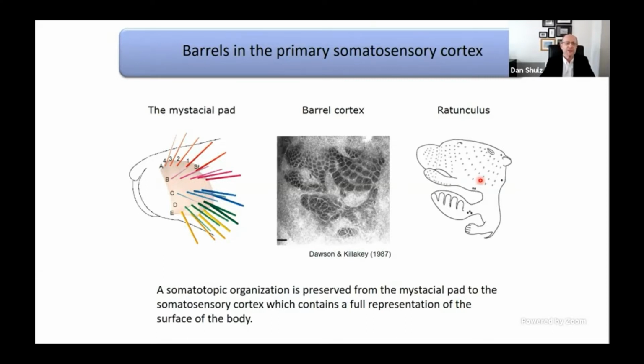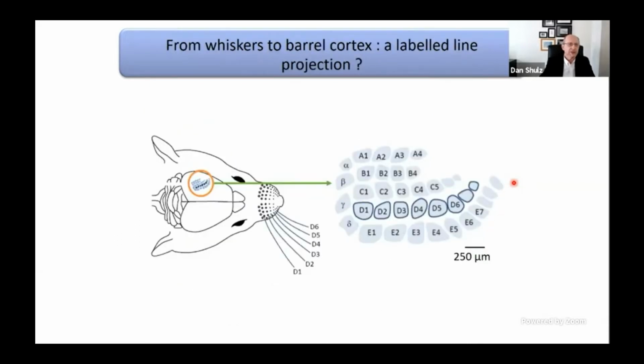What is nice in this system is that there is an ordered topographic representation of the whiskers on the snout in the barrel cortex. This somatotopic organization is preserved from the pad to the cortex and contains a full representation of the surface of the animal. Now, the classical description of this system is a sort of labeled-line projection. That is, you have a certain number of whiskers on the snout and a certain number of barrels in the somatosensory cortex, and there is a very nice correspondence between each whisker and each barrel in the cortex.